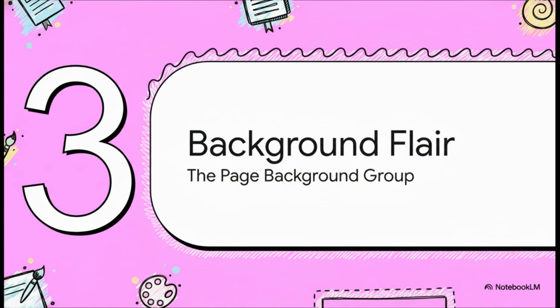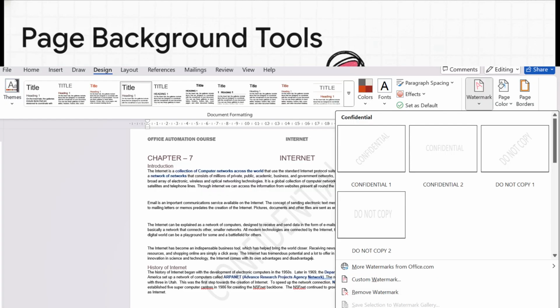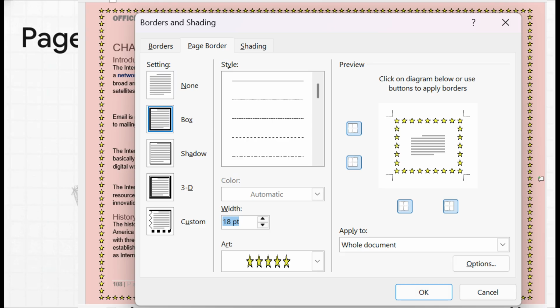Let's add some personality. We're heading over to the Page Background group. This is where you can add those little extra touches to make your document really stand out. You've basically got three main tools here. Watermark lets you put some faint text in the background, like confidential or draft. Super useful. Page color does exactly what it sounds like. It changes the background color of the page. This is mostly for documents you're going to view on a screen. And Page Borders lets you put a nice frame around your content. Anything from a simple line to a fancy, decorative border.